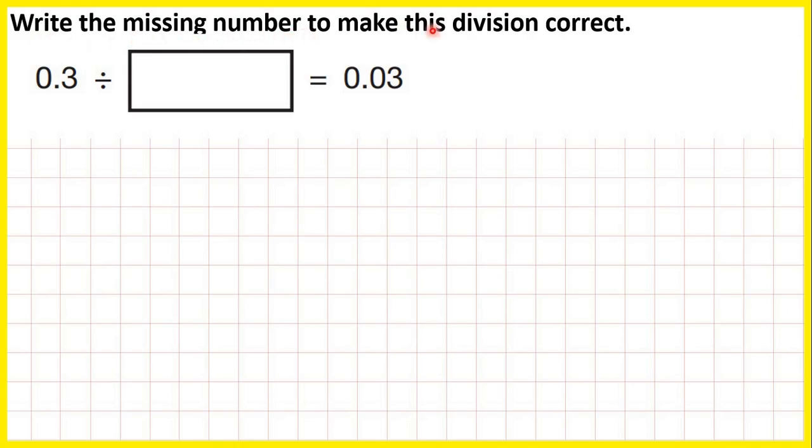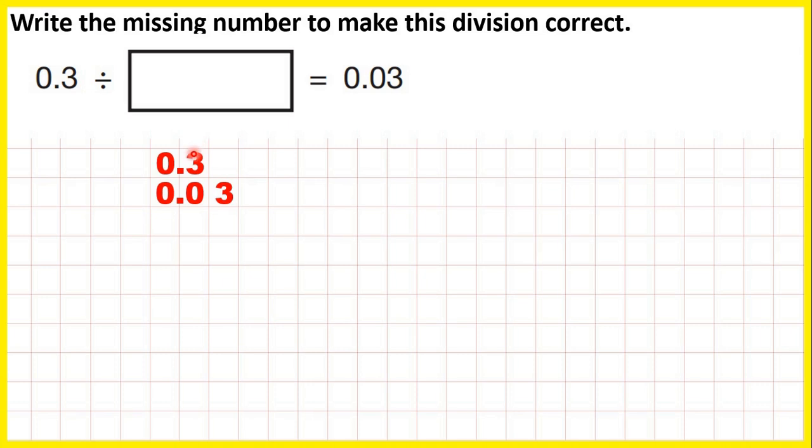Write the missing number to make this division correct. We have 0.3 divided by something equals 0.03. So we can see that we have the digit 3 in both our dividend and our quotient. And all that's happened is that the 3 has moved to the tenths place, so moved from being the first digit after the decimal point to being the second digit after the decimal point. So that's moved from the tenths to the hundredths place.